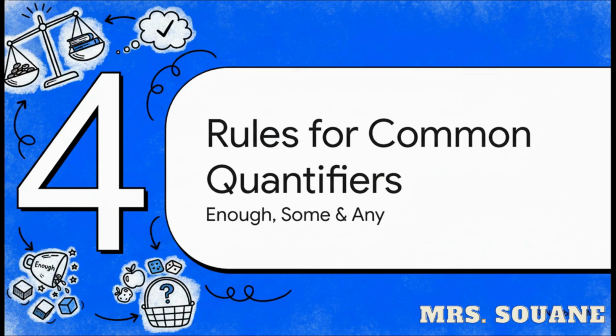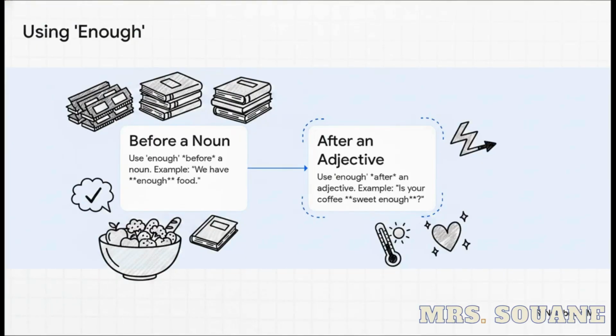Okay, let's get even more practical. We're going to get into the nitty-gritty rules for 3 of the most common quantifiers you'll be using all the time: enough, some, and any. Let's start with enough. The meaning is easy. It just means a sufficient amount. The tricky part is where it goes in the sentence. But thankfully, the rule is super simple.